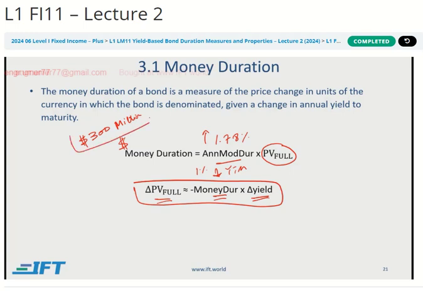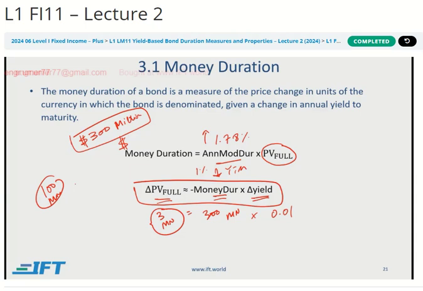So let's say the money duration you've calculated is 300 million and the yield is changing 1%. So 0.01 multiplied with that 300 million will tell you that the price of that bond, let's say it's a $100 million bond, is only changing 3 million, which is 3%, right?